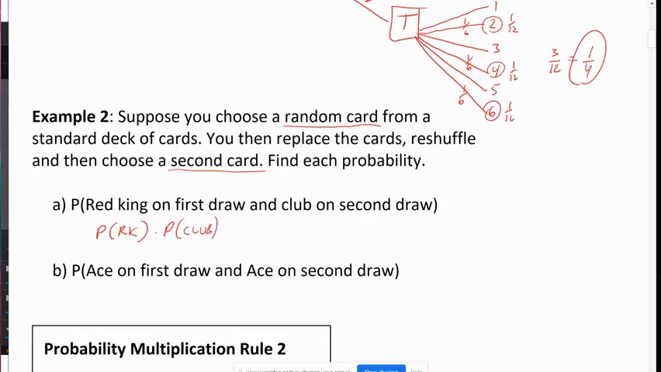And there are 2 red kings in a deck of cards. There's a king of hearts and a king of diamonds. So there are 2 out of 52 red kings. And then clubs, there are 13 clubs in a deck of cards out of 52. So if we multiply those, 2 out of 52 times 13 out of 52, and simplify, you get 1 over 104.